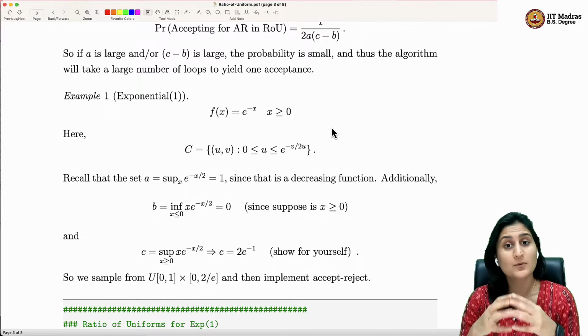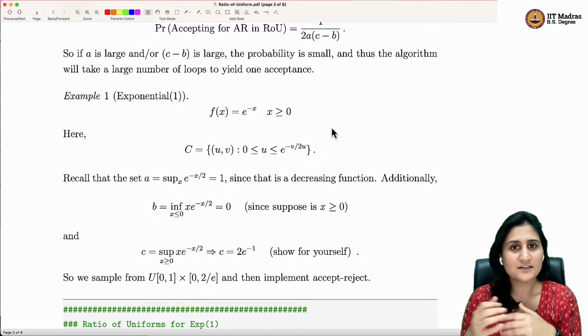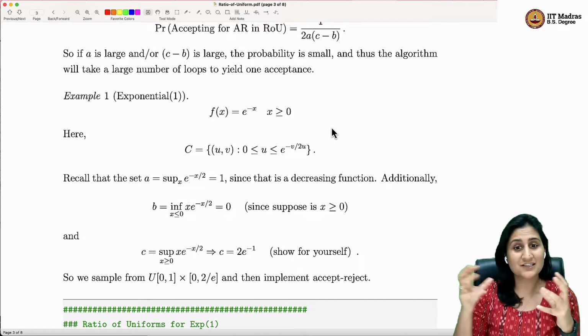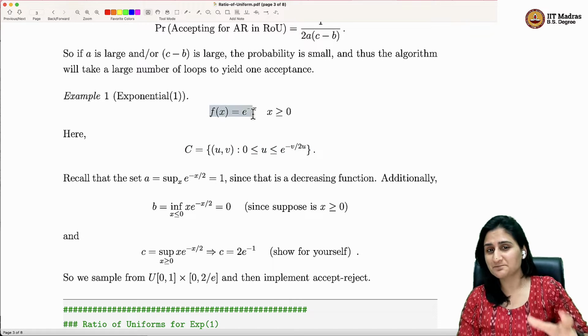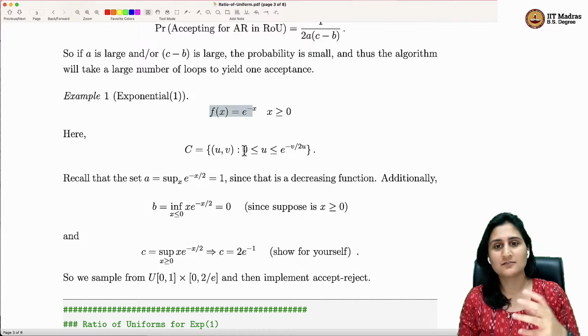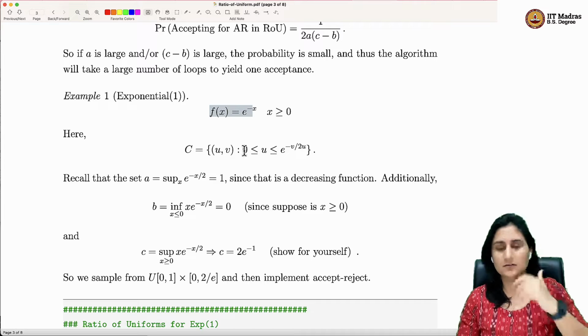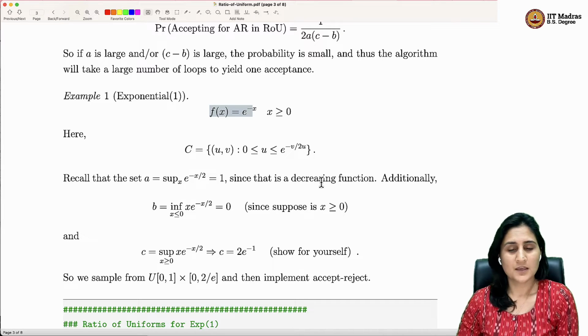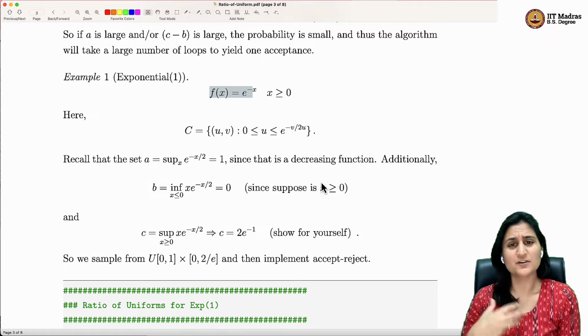Now, I will admit that intuitively understanding ratio of uniforms can be a bit challenging. It's not very clear what the intuition of this region C is and how it's connected to sampling the target distribution that we want to sample from. That connection is not very intuitive, but maybe the plots that we discussed last time can be a bit helpful. So I wanted to go over a little bit of code involving ratio of uniforms.